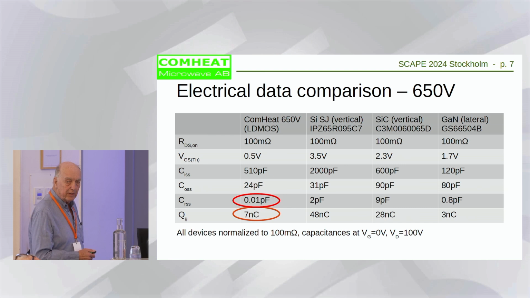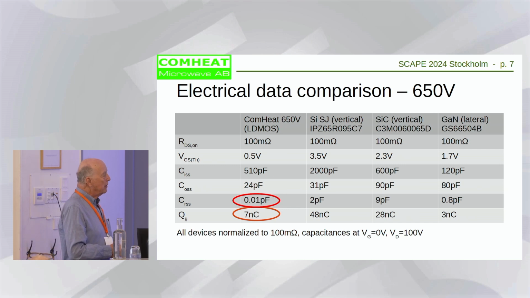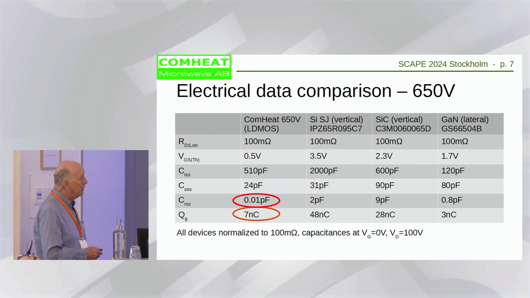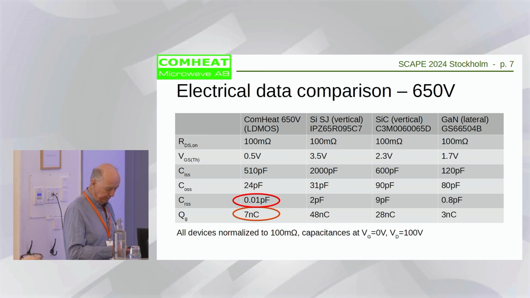So I think this is a very important parameter. And now very often you divide CISS with CRSS, and this could be a very high value. So I think this is very low, and this probably explains why this switching is very hard, fast too.